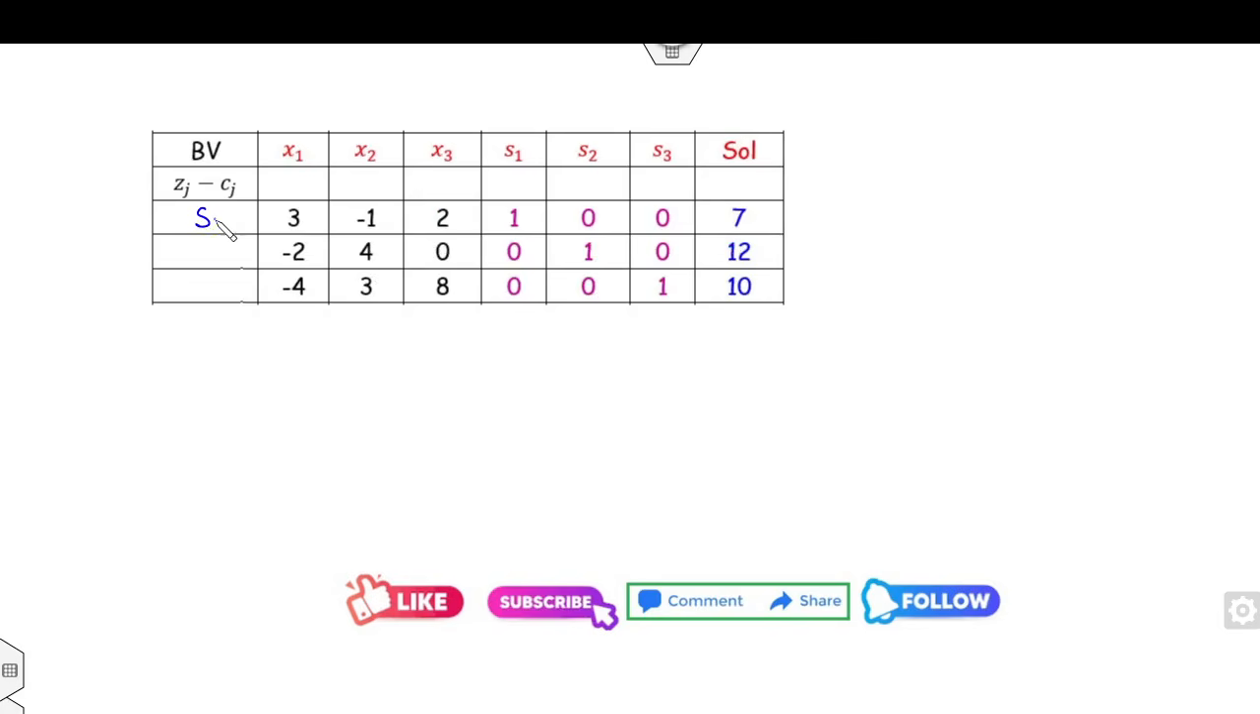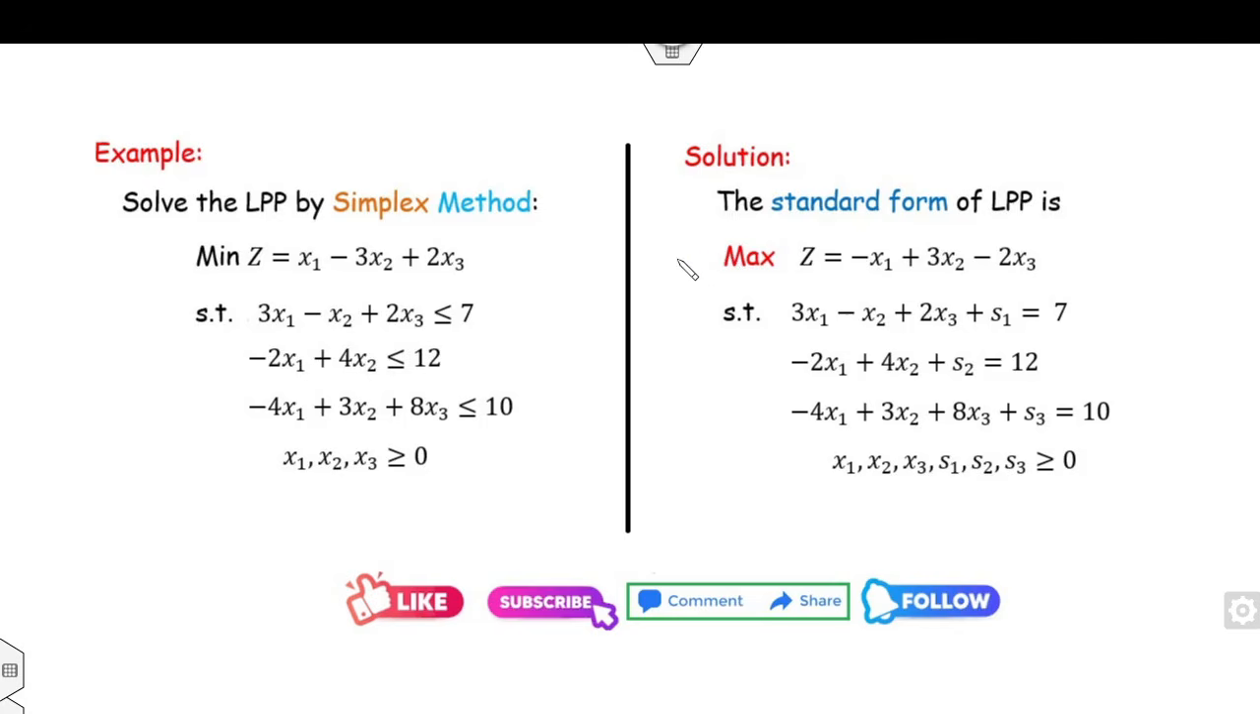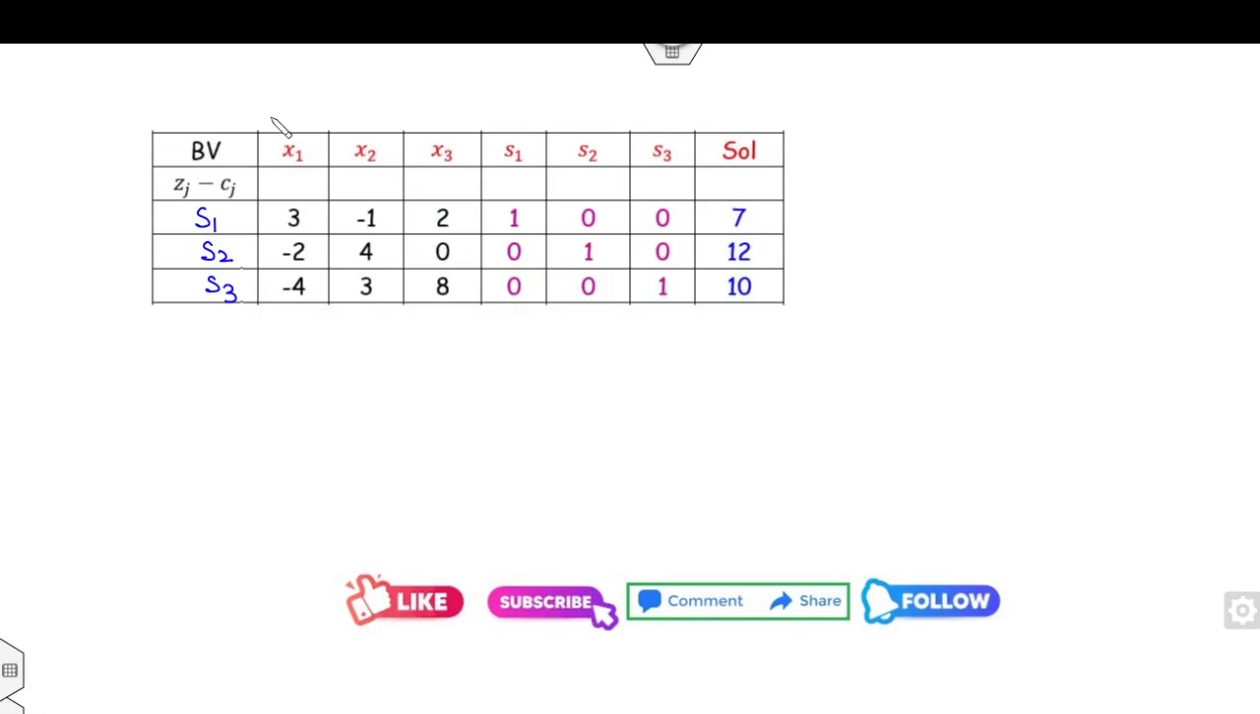Starting values are my s1, s2, s3. What are the coefficients of x1, x2, x3? Taken from the maximization case: minus 1, 3, minus 2. The rest of the values are 0. So 0 into 3, 0 into minus 2, 0 into minus 4, and minus 1. So minus plus 1. This is minus 3, 2, 0, 0, 0.